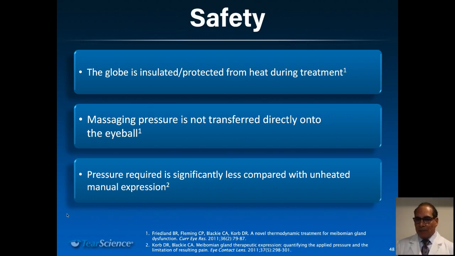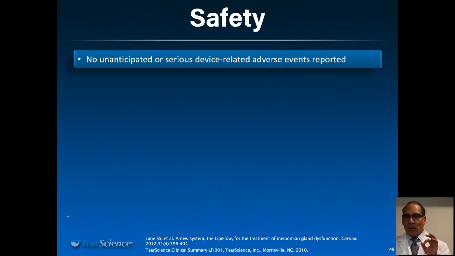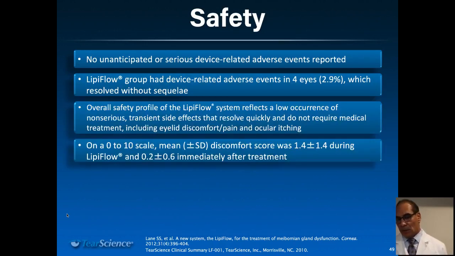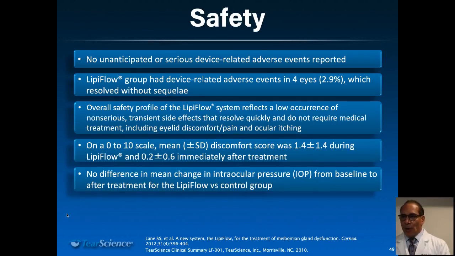Now, even more detail on the safety aspect of it is, during the FDA study, there were 0 unanticipated or serious device-related problems. In other words, the eyepieces did not cause any kind of serious problems for any of the patients. There were a very small percentage who had a little bit of irritation just from the putting on and removing of the eyepiece. That was a very small fraction, 2.9%, and that went away without any treatment. So basically the next day everything was fine.